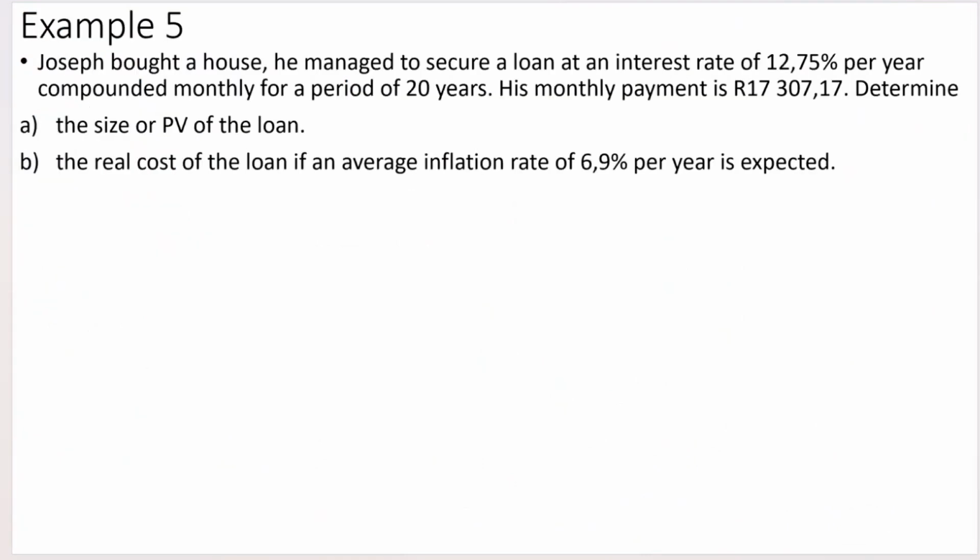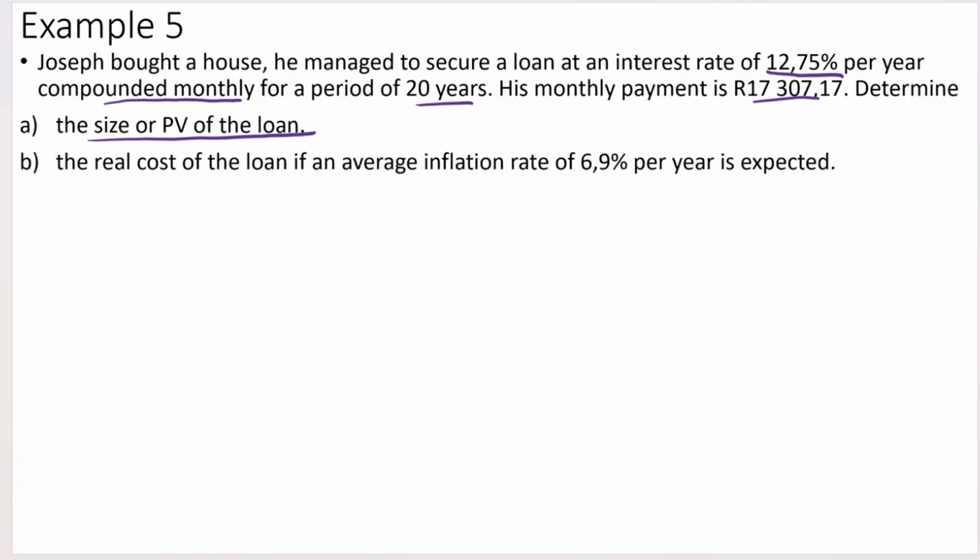And here is another question. Joseph bought a house. He managed to secure a loan at an interest of that amount per year, compounded monthly for a period of 20 years. His monthly payment is this amount. Determine the size of the present value of the loan.